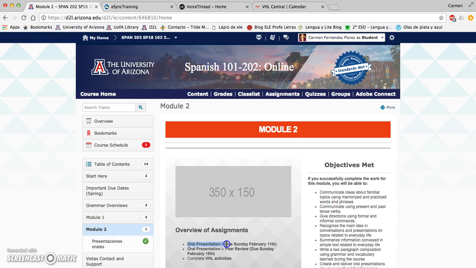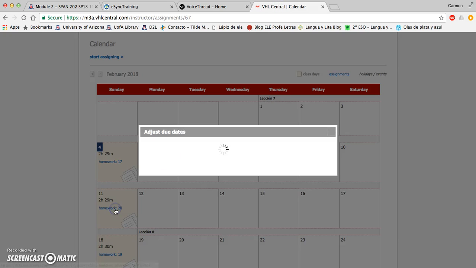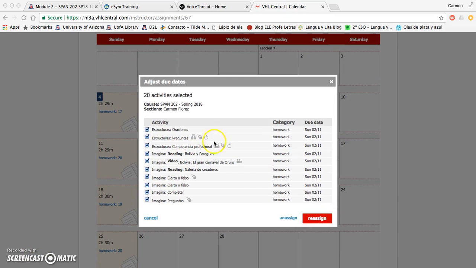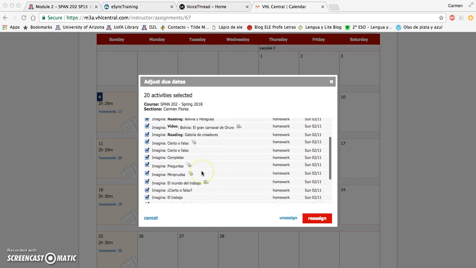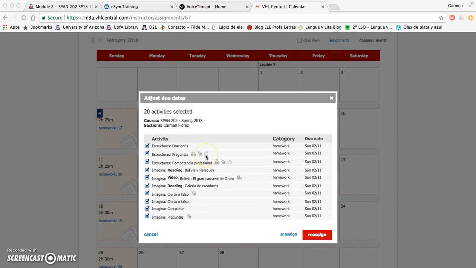So this week, oral presentation, due this Sunday, and then your regular VHL activities. You have 20 activities that are due. Here you have the activities. It includes 2 dialogues again. So just make sure you start working little by little and don't leave everything for the last day, because this week with the oral presentation, you have more work than the previous weeks.